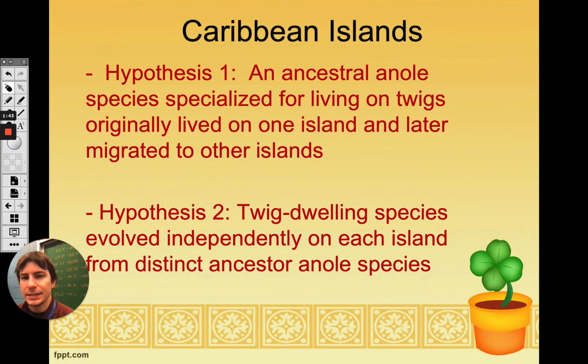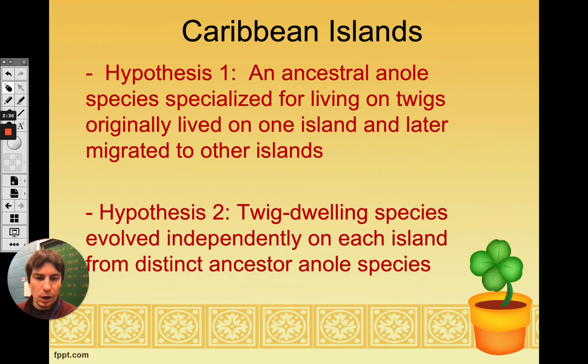So here were the scientists' two hypotheses on what was going on with the Null Lizards. Our first hypothesis was that there was some ancestor, and that ancestor for Null Lizards was specialized for living on twigs, and later they went to the different islands and we had some new species come about from that original species. So in other words, hypothesis one is that we had a common ancestor. That common ancestor became extinct, and before it became extinct, it diverged into a bunch of different species on our evolutionary tree. So originally we had just one species, and that diverged into a bunch of species of Null Lizards.